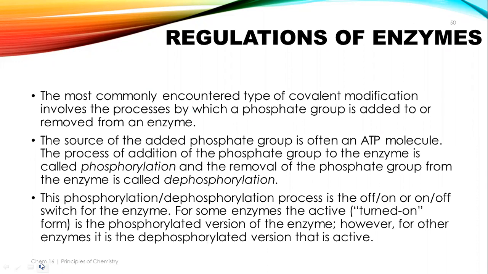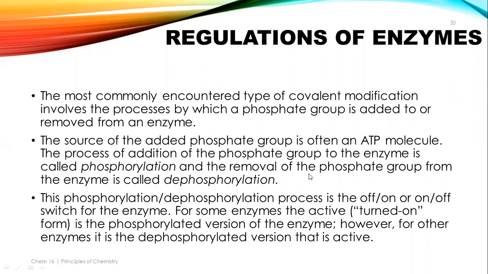So usually you had an example before where a phosphate group is included in the reaction. So what is a phosphate? It's PO4 3-. Once you see that, one of the reactions is actually a functional group, or group of atoms, being added to or removed from the enzyme structure. The source of the added phosphate group is often an ATP molecule. ATP is adenosine triphosphate, and this is often the source of phosphate.